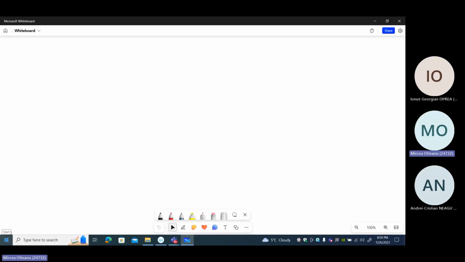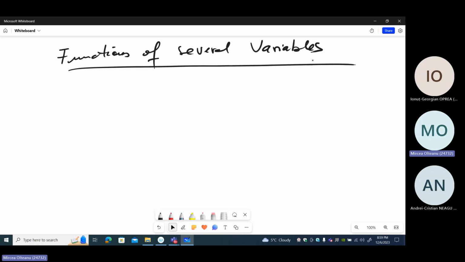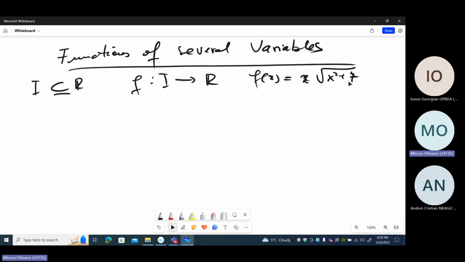Okay, so now the subject for today will be about functions of several variables. The idea is that if you have an interval on the real line, then a function defined on I taking values in R is a function of one single variable, f of x, and we have a formula. It's, for example, x square root of x squared plus 7. This is a function of one single variable.